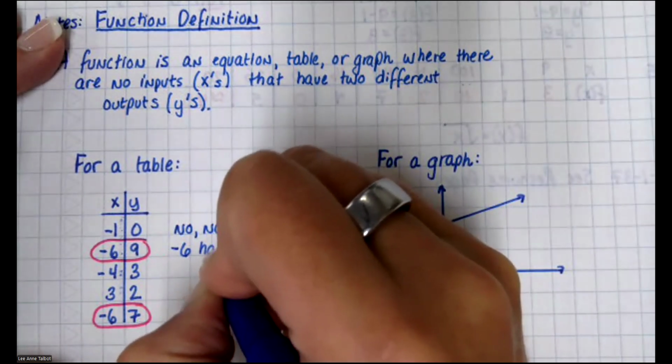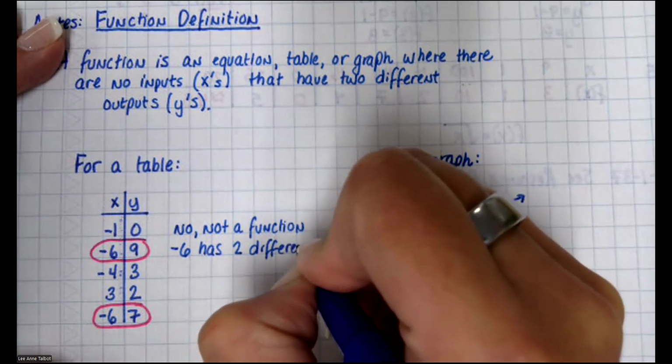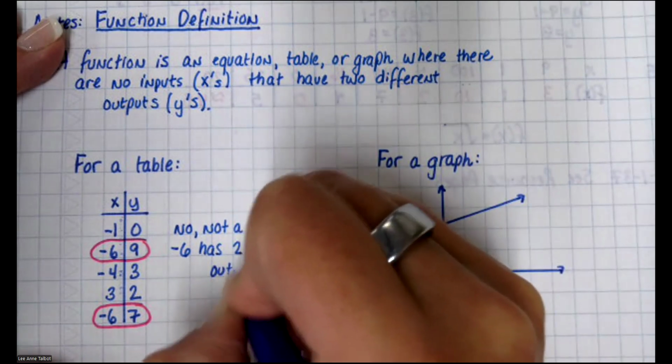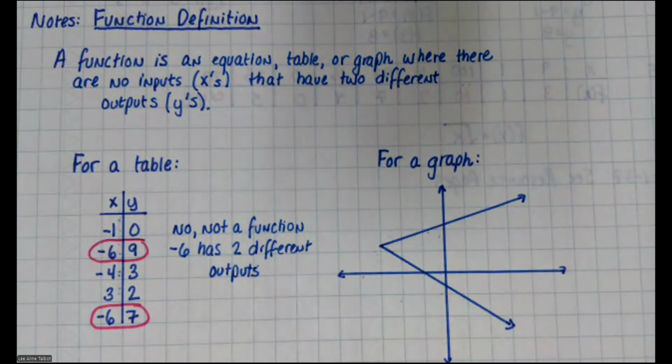Negative 6 has 2 different outputs. So that would be identifying it in the table by circling, making a decision, yes or no, and then explaining by saying negative 6 has 2 different outputs. Does that make sense so far? Okay, so that's what you do if you have a table.